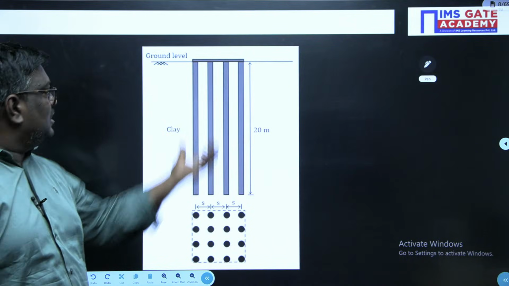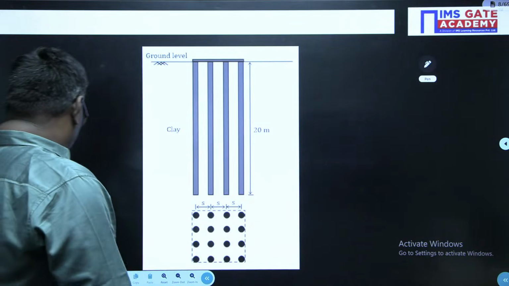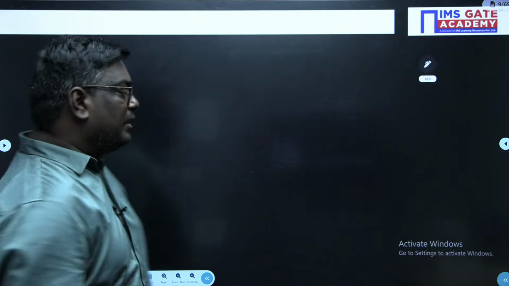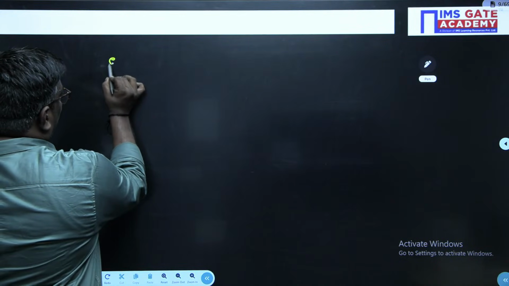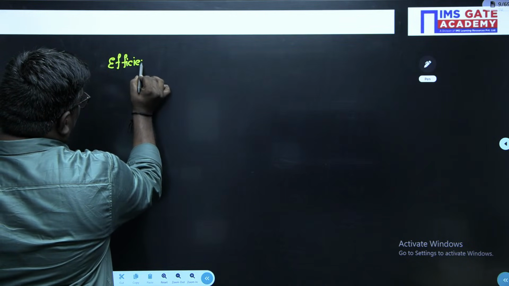So this is the center, this is the length of the pile. So my dear students, let me tell you, first of all, what is efficiency of pile group? Let me tell you what do you mean by efficiency of the pile group.